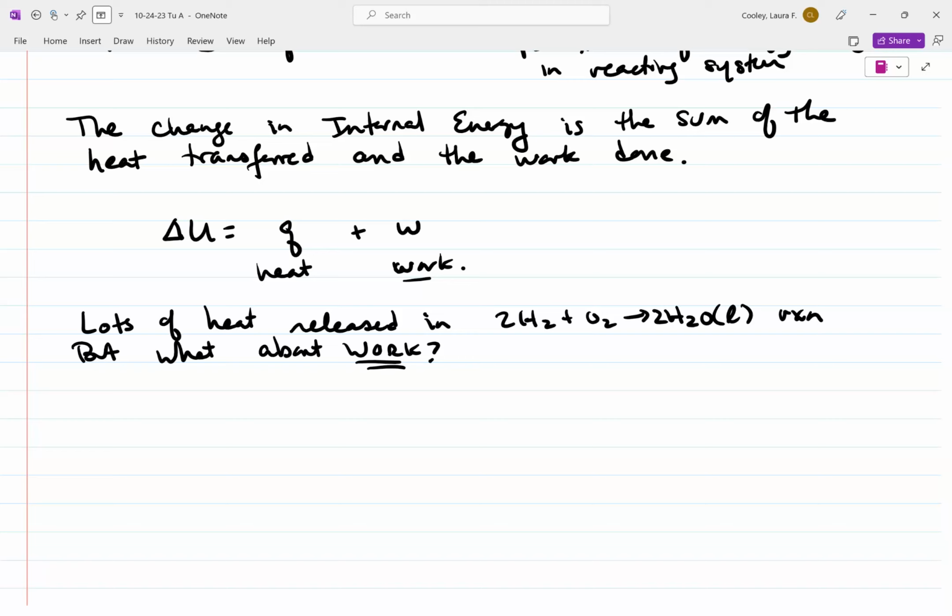A system does work when a mass is being pushed or pulled, when you have a force that's pushing over a distance. In fact, work in its simplest definition is force times distance. So it's when there's pushing or pulling involved.